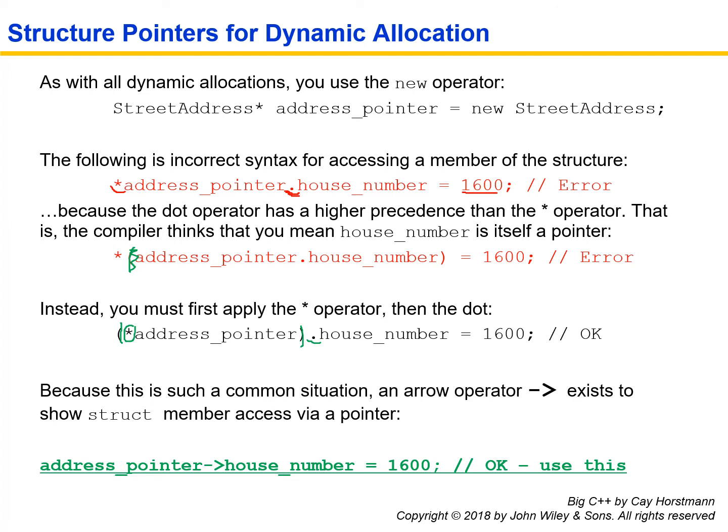Now, that is so cumbersome that C programmers and C++ programmers hate using it. So in C and C++ both, there's a handy way to dereference a pointer and point to its member at the same time. And that's this arrow operator. Address pointer arrow house number means dereference address pointer and then find its member called house number. Much better to use that.